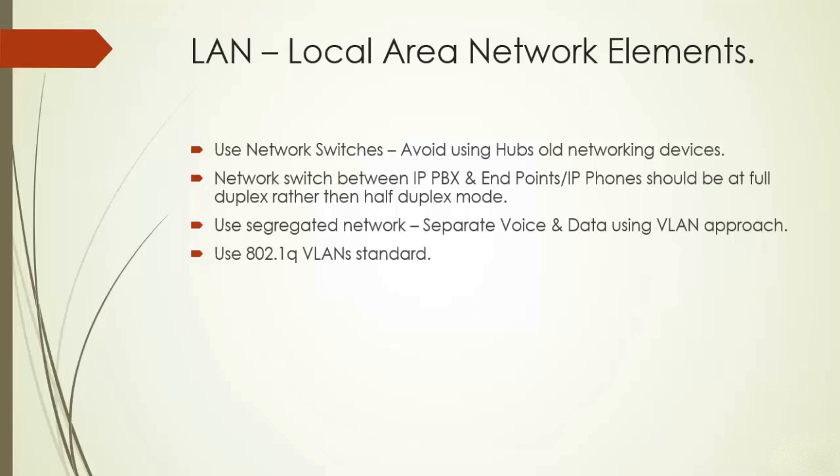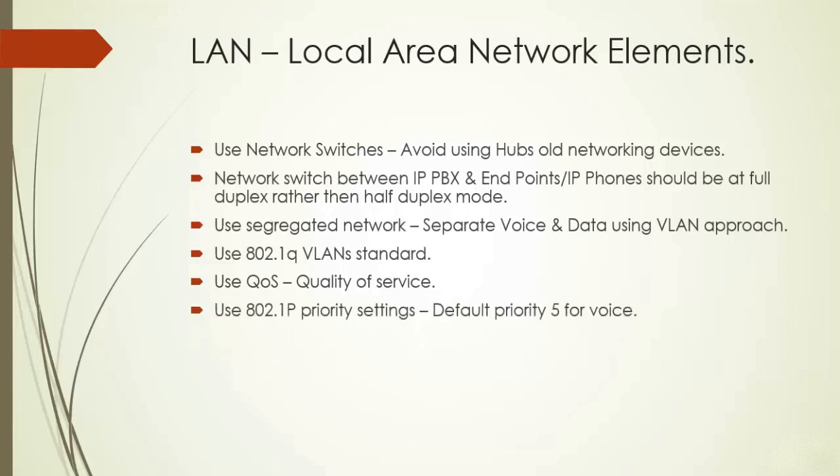And use the quality of service, the QoS, on the network switches, where you will be able to prioritize the voice traffic as compared to the data traffic. For priority setting, you can use 802.1p. By default, priority 5 is there for the voice. So you can share these details with your network administrators, or if you understand the networks, when you deploy the LAN for VoIP, you should consider these LAN parameters related to the VLAN settings and standards.